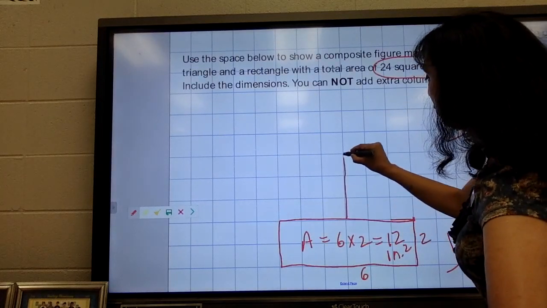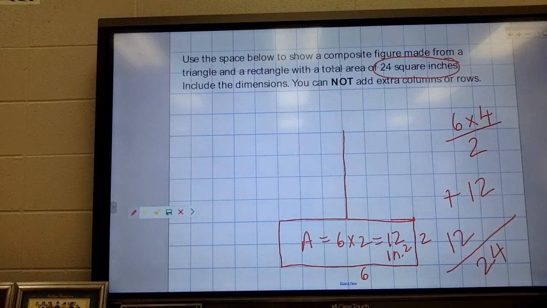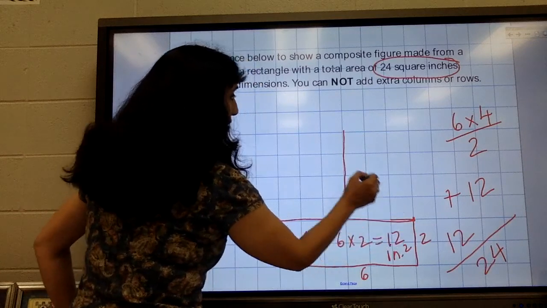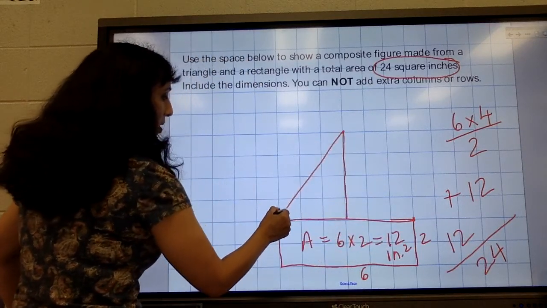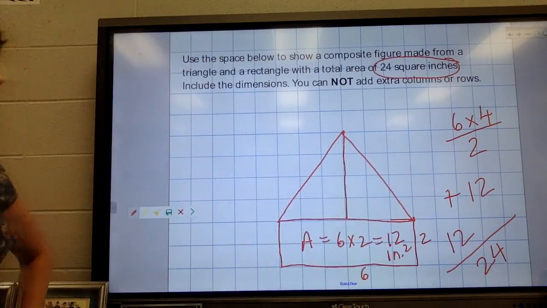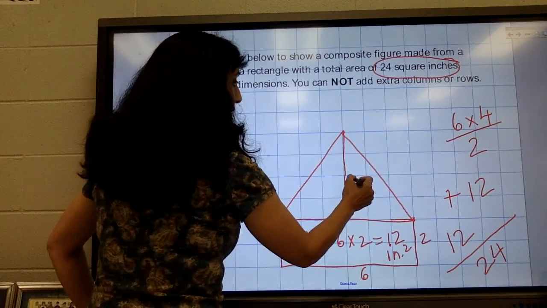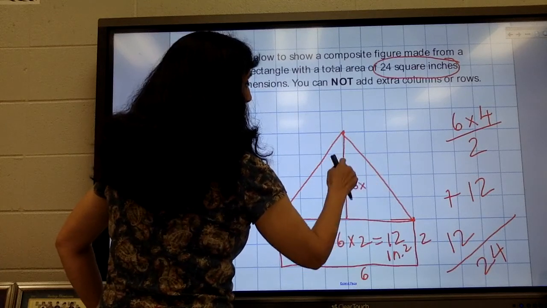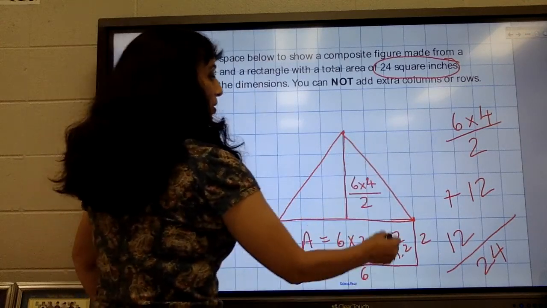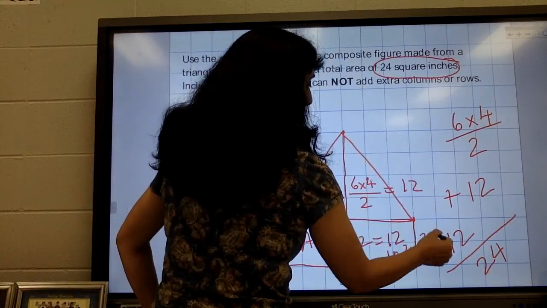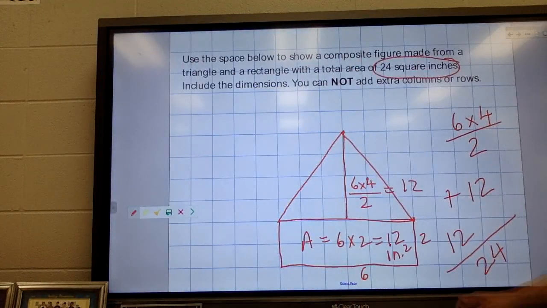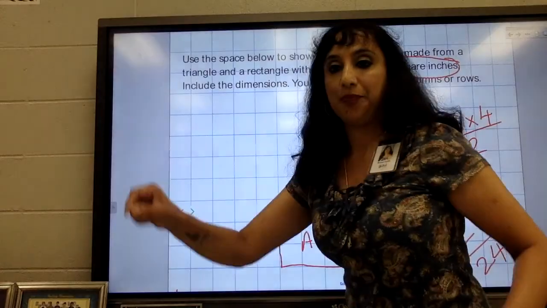Now let's say I do it this way. 1, 2, 3, 4. That's my height. Okay, and my base is 1, 2, 3, 4, 5, 6, and then all I do is connect like this, and there is your shape, because you have 6 times 1, 2, 3, 4 divided by 2, 24 divided by 2, you get 12, and 12 plus this 12 gives me 24 inches squared as my area.